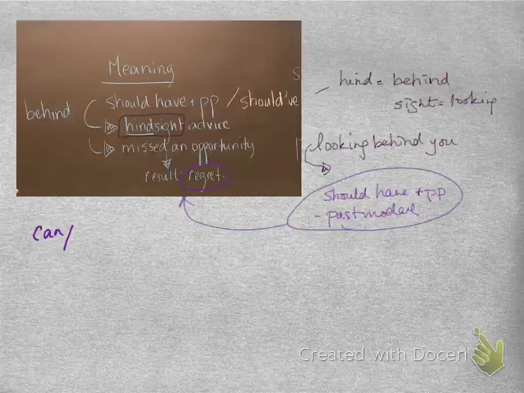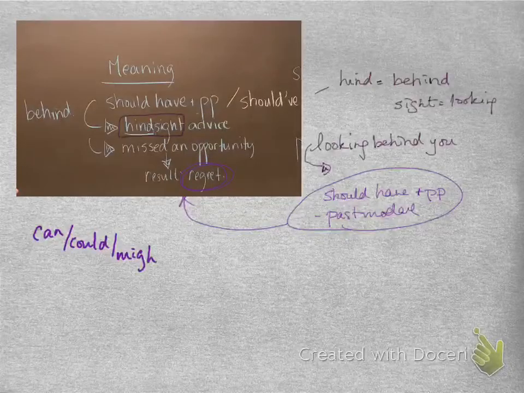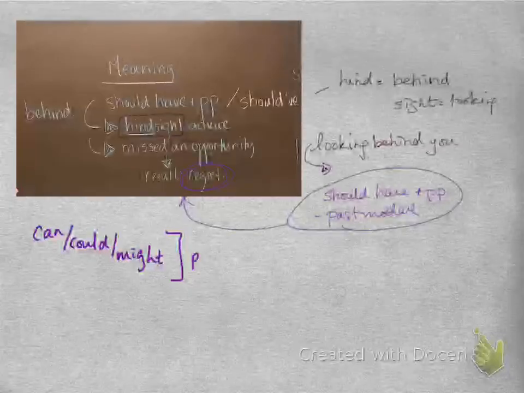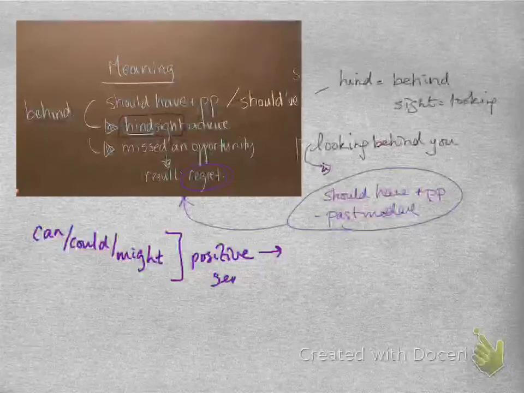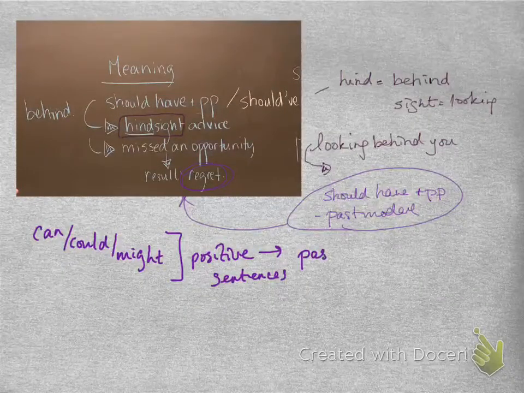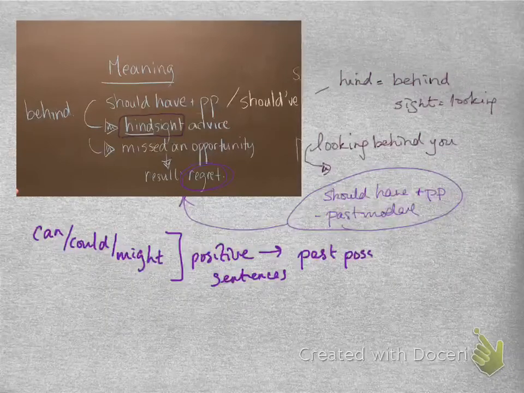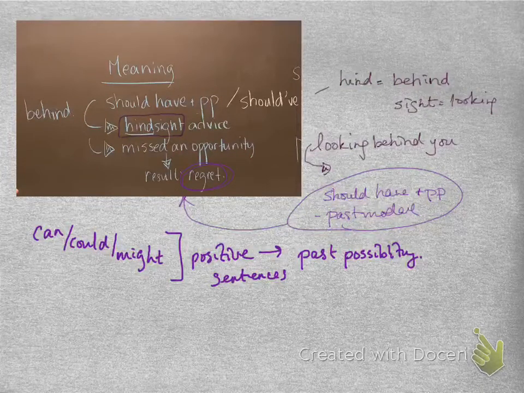Can, could, and might in positive sentences talk about past possibility. Okay. So what I want to talk about now is could in the negative.